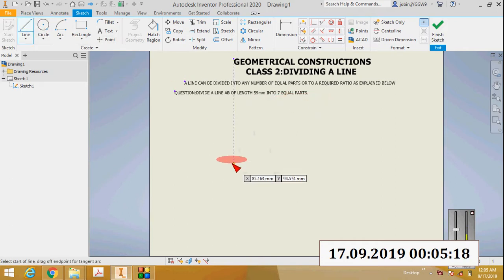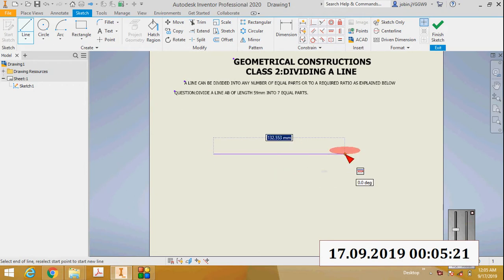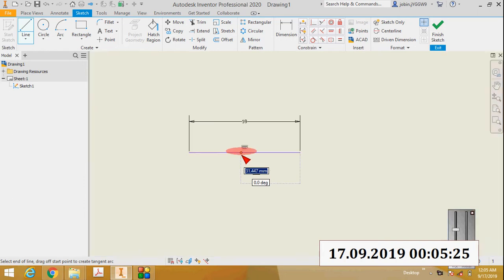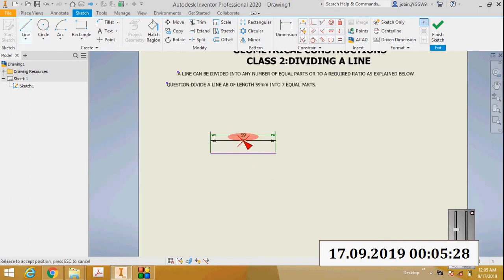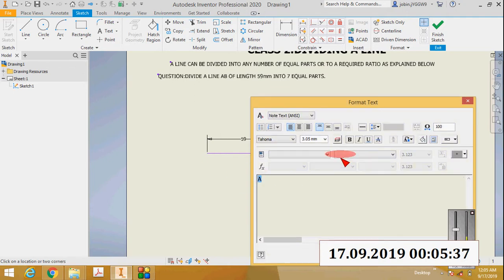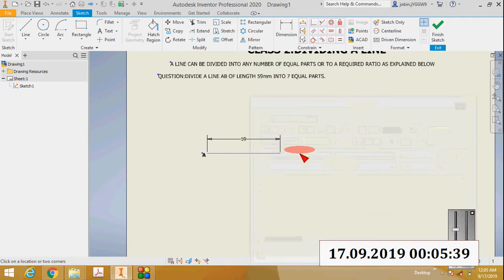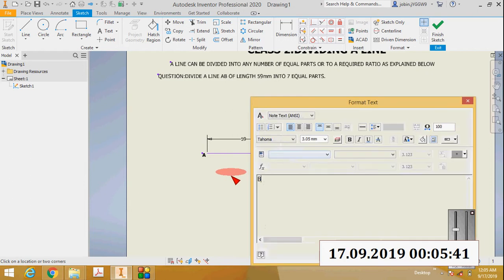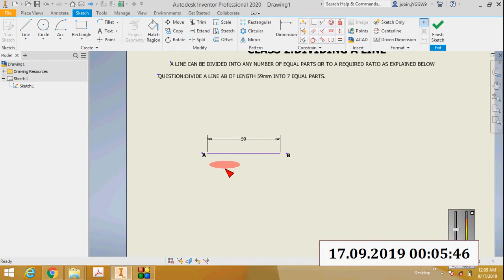First I will draw a line of length 59 millimeter. So this is the given line. The length of this line is 59 millimeter, and I name this line: this end is capital A and this end is capital B. So this is the given line. Our aim is to divide this 59 millimeter line into 7 equal parts.